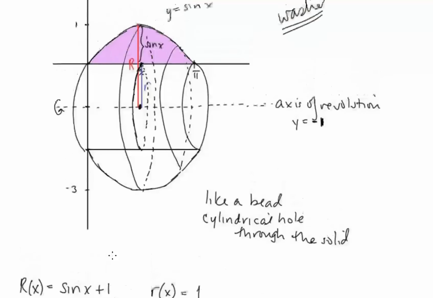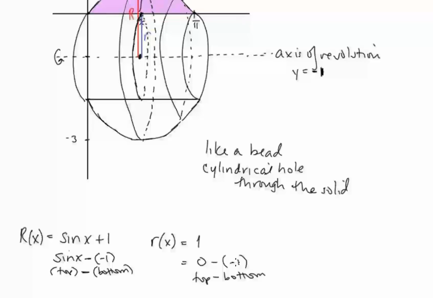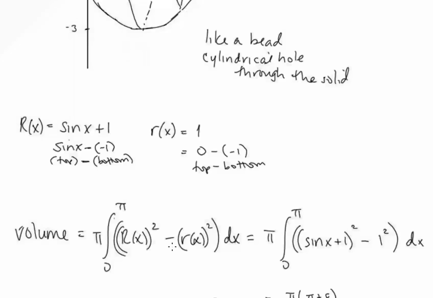And then little r is going to be the distance from the axis of revolution to the inside curve. Well, we might be able to just see that that's 1 unit, so little r of x is equal to 1, but formally that's y equals 0 minus y equals -1. That's 0 minus a -1. So now we have our capital R and our little r, and so we want to set up the washer method for volume. Our x values are 0 to pi, so those are the bounds on our integral.